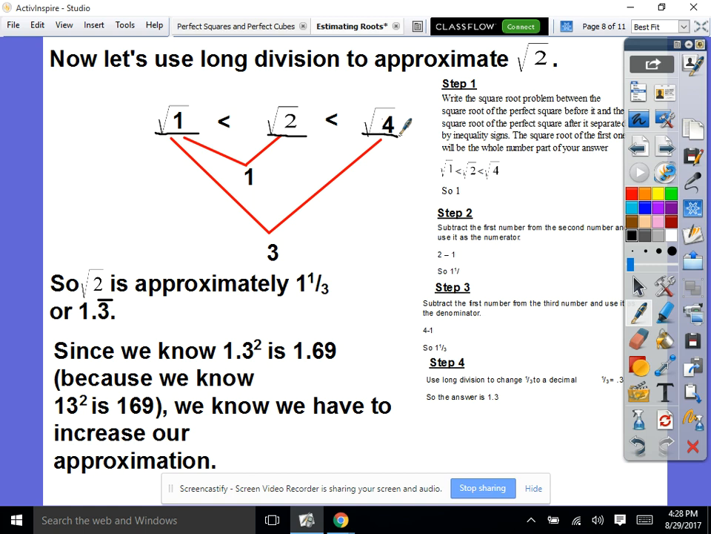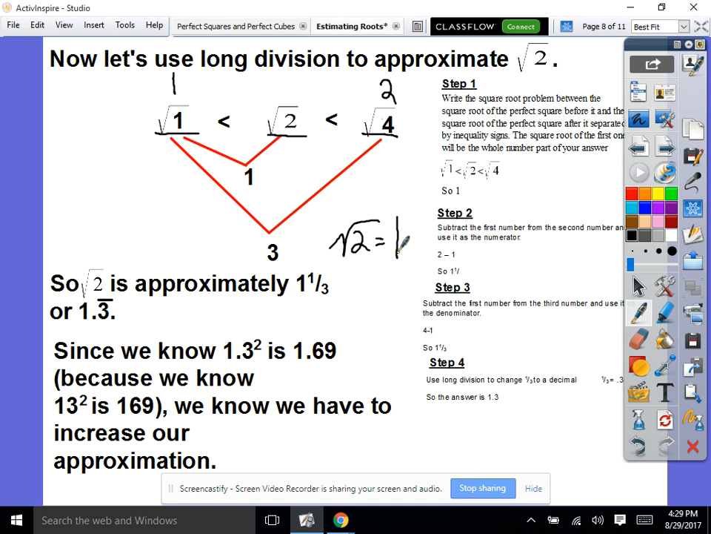And we know that the square root of 1 is 1. So we know the square root of 2 is going to be somewhere between 1 and 2. So we're going to use 1 as our whole number.